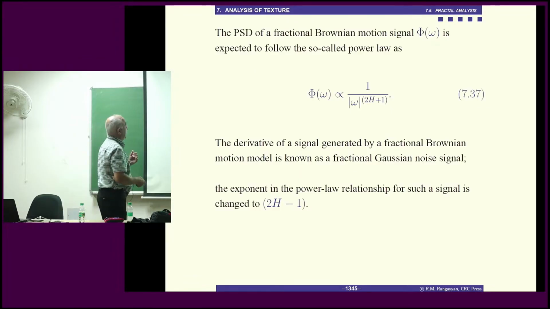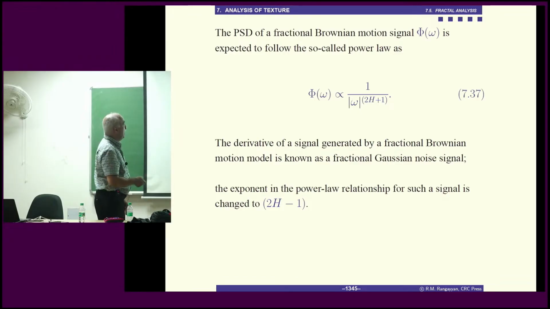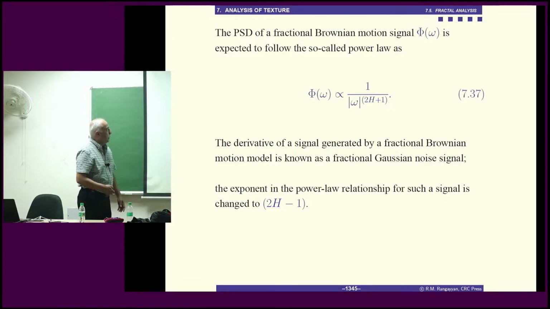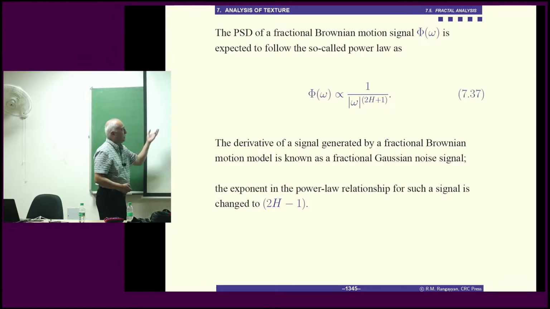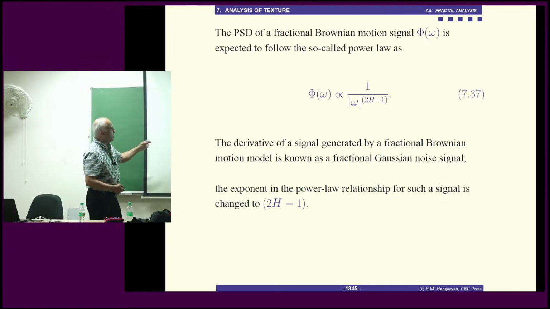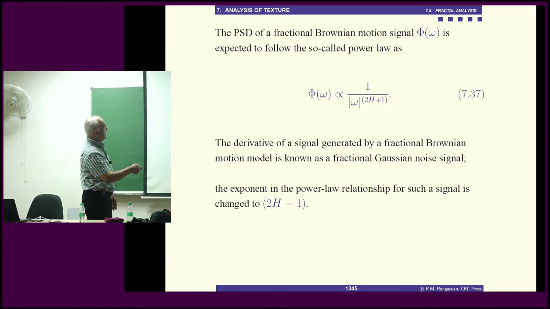The power spectral density of a fractional Brownian motion signal, phi of omega, taking it, for example, to be a 1D signal of time, is 1 over omega to the power of 2h plus 1. The derivative of a signal generated by fractional Brownian motion is known as a fractional Gaussian noise signal, and the exponent in the power law relationship for that is 2h minus 1. But here, in the power spectral density, it is 2h plus 1. So this is known as the power law.